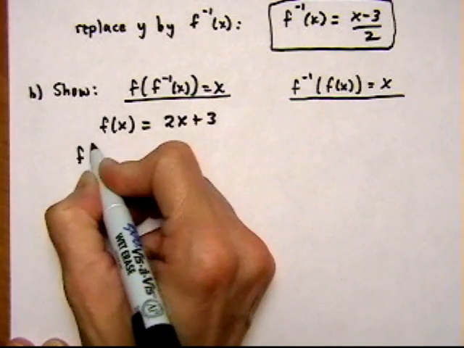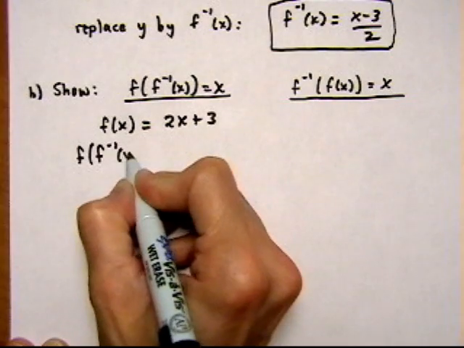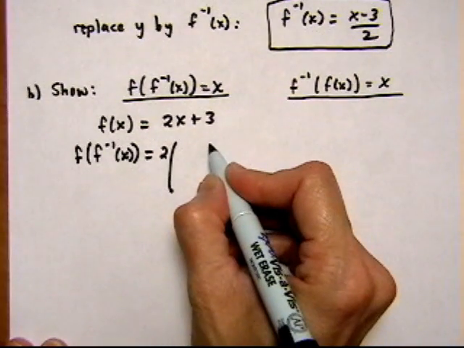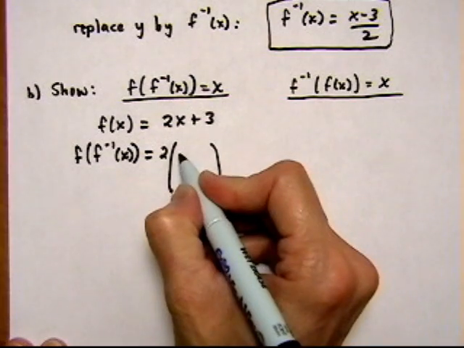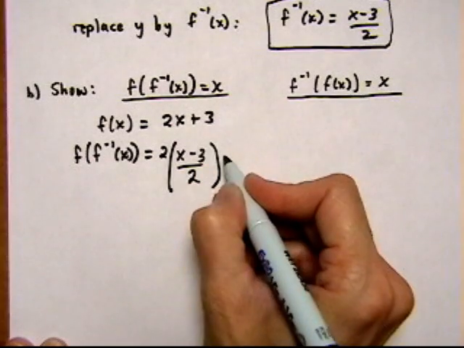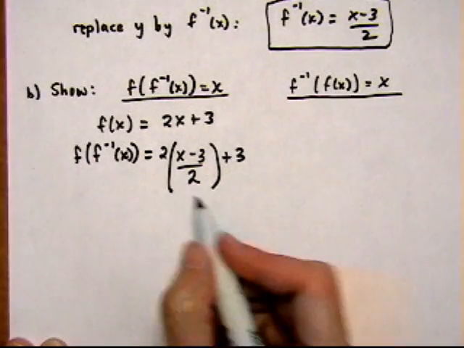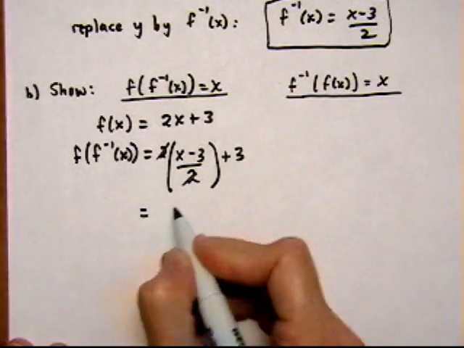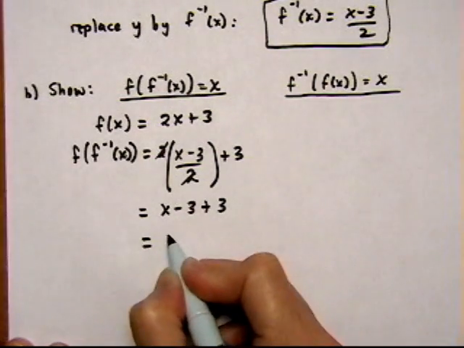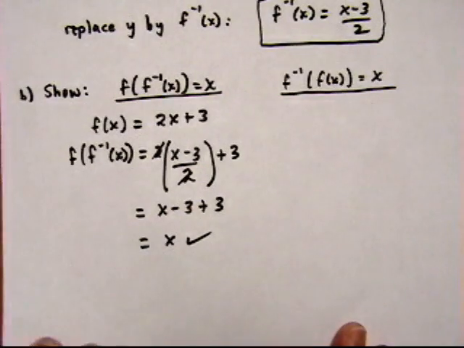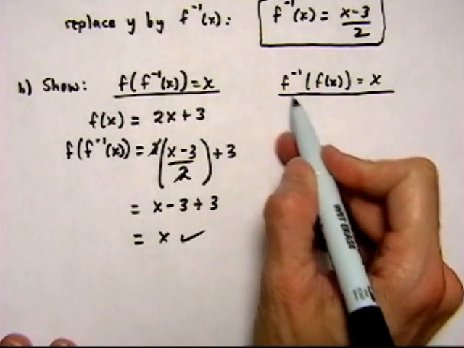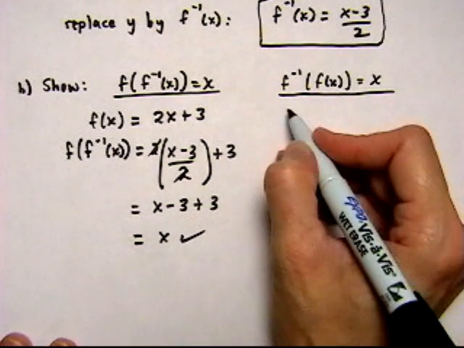And now we want to find f of f inverse of x. And that's equal to 2 times, and we want to put in the inverse function here instead of x. So we have x minus 3 over 2. Bring down the plus 3. The 2's cancel out, giving us x minus 3 plus 3. And the 3's cancel out, giving us x. So that one worked. And now we need to check that starting with the inverse instead, again, we get x out again.